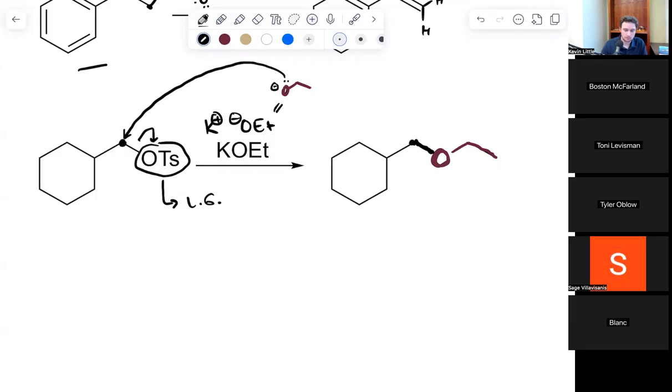But that carbon had 4 bonds already. So in order to make room for that oxygen, I have to kick something off. And that is what's so nice about leaving groups. I'm going to make this clear.